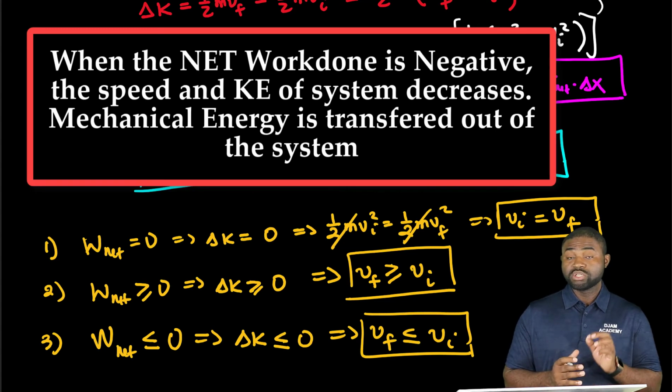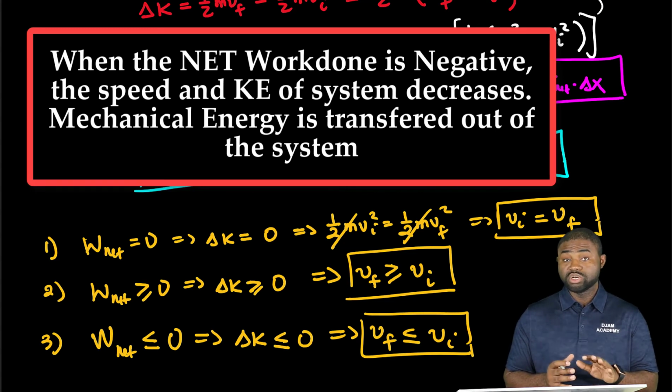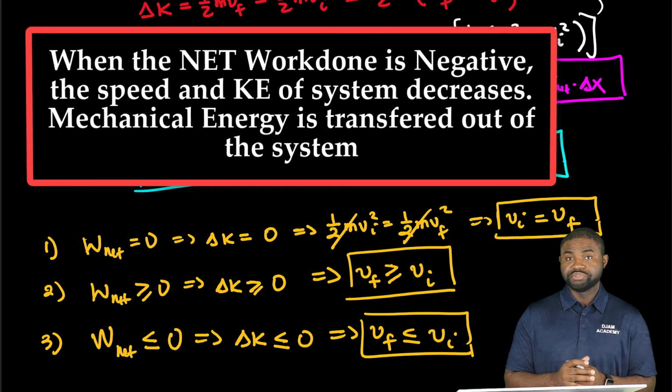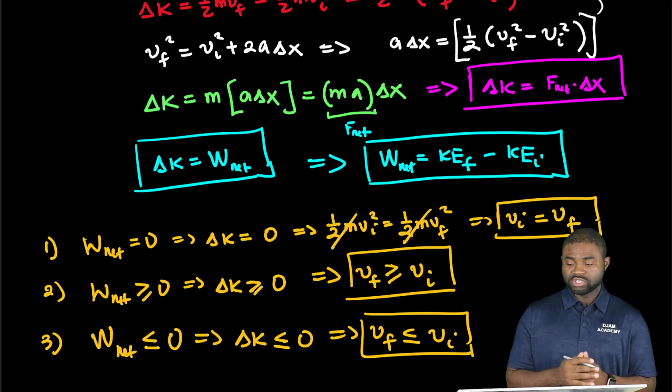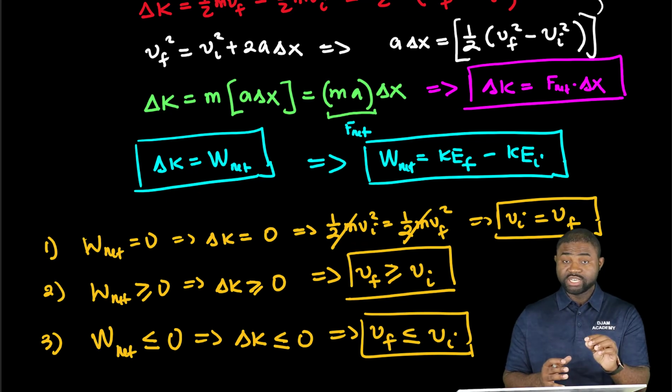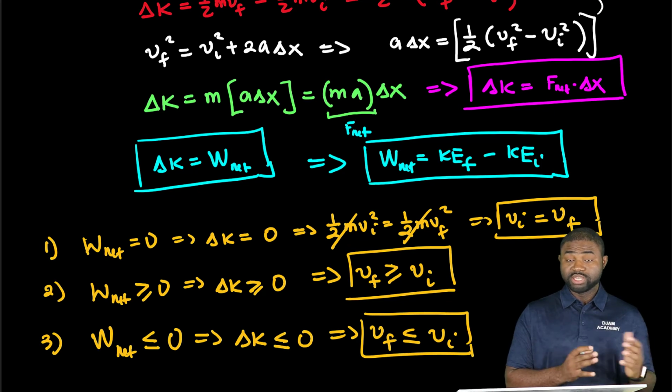Remember that work done is negative when work is done by the system on the surroundings. When the system does work, it transfers energy to its surroundings. And when that happens, the speed of the system decreases. So a decrease in speed is an indication that the system is doing work, thereby dissipating some of its energy to the surroundings. A good example is work done by friction.